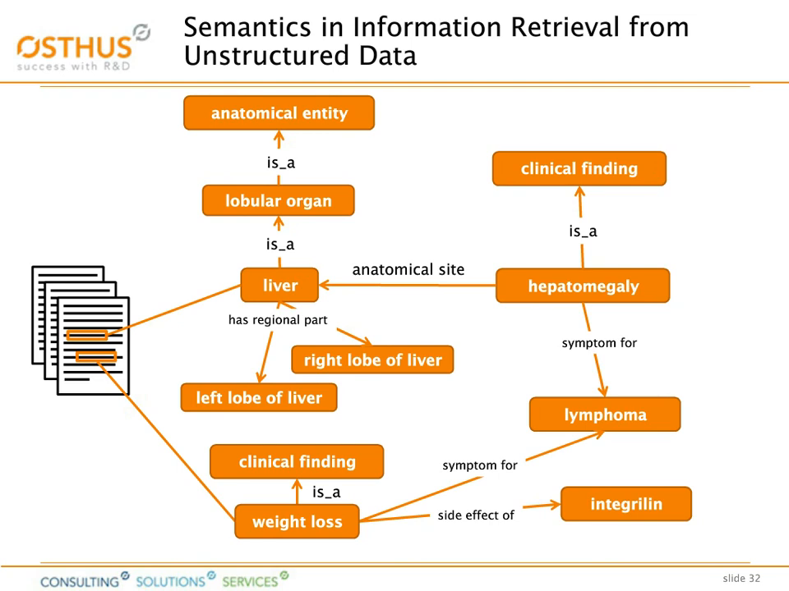So when a clinician wants to confirm, for example, whether the patient suffers from lymphoma, then both sentences, the one on liver or the one on weight loss, might be relevant. And even though the sentence might describe a normal liver, this is relevant for lymphoma as well, because a normal liver might allow a clinician to exclude a certain diagnosis. On the other hand, if you know that the patient takes integralin, then weight loss might be not a symptom, but just a side effect of that medication.